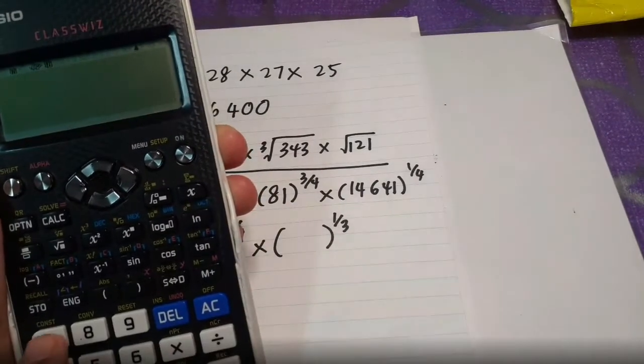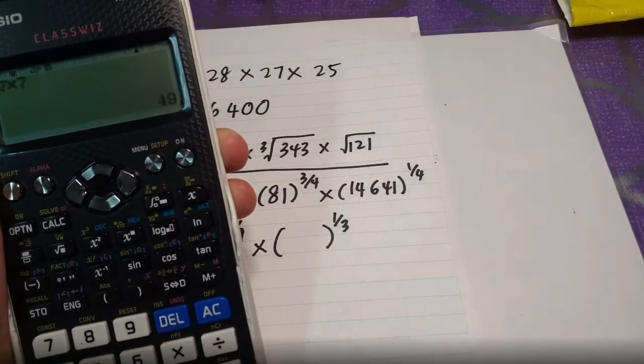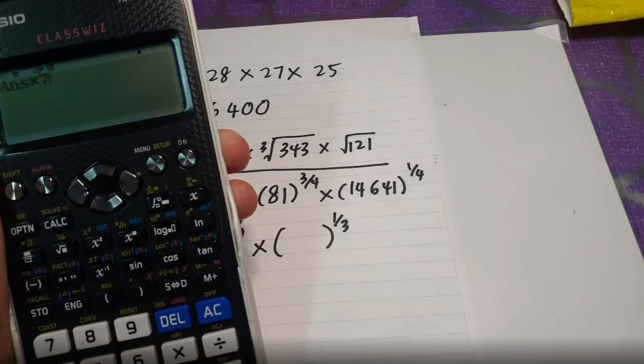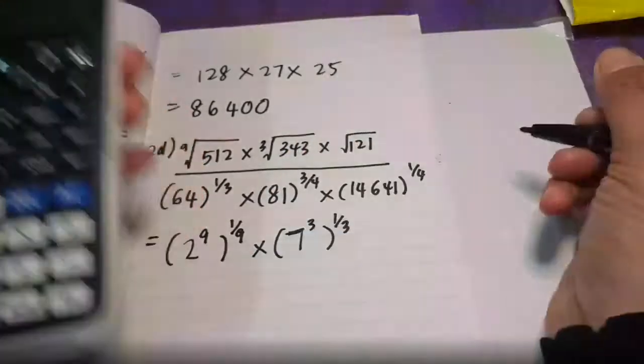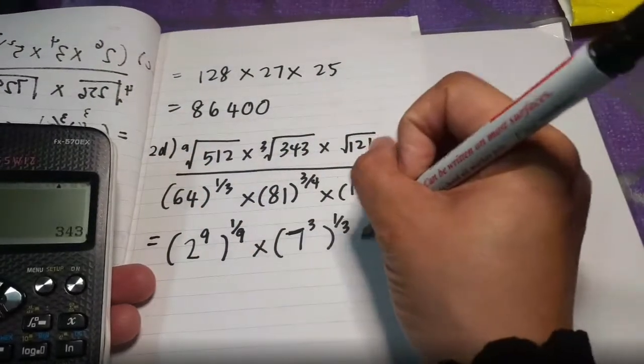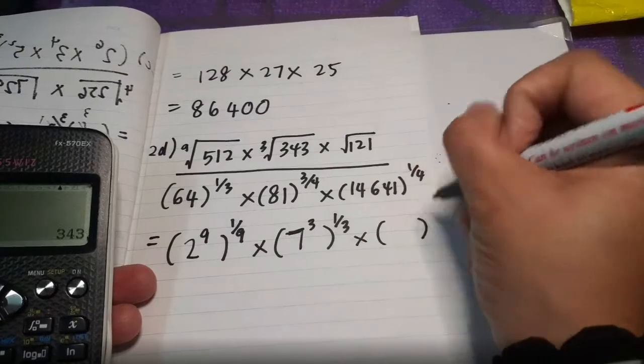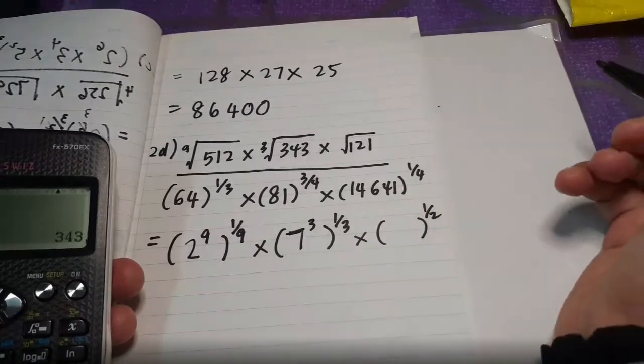So what is the power? 7 multiply 7. Power of 2. Multiply 7. This is power of 3. So 7 to the power of 3. Multiply. This is power of 1 over 2.